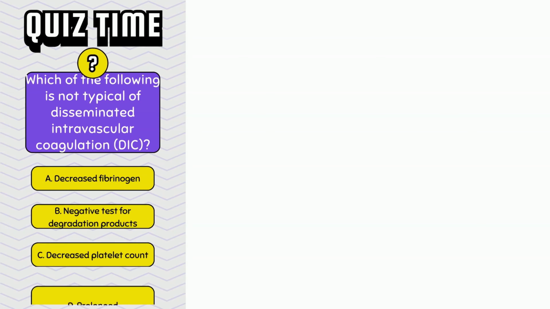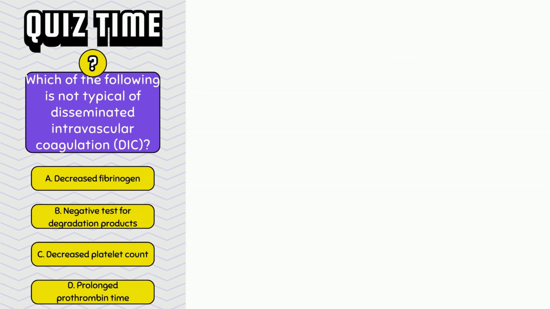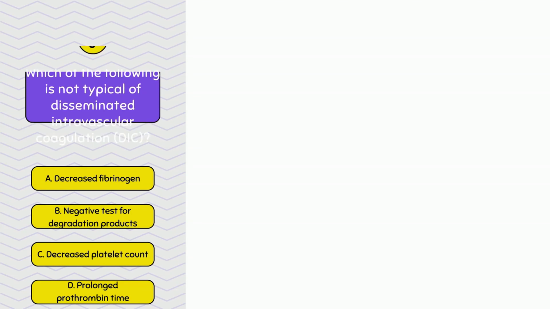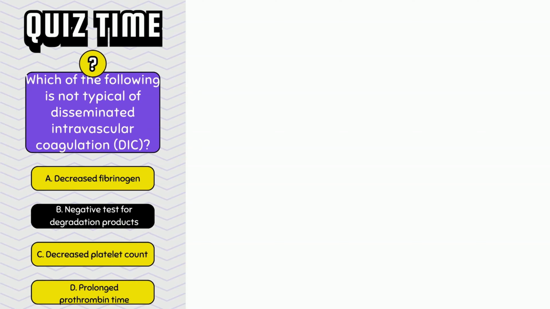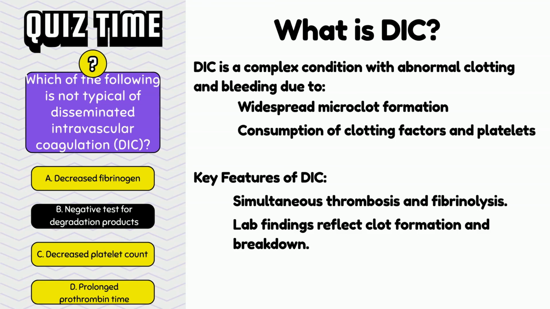Which of the following is not typical of disseminated intravascular coagulation, DIC? The answer is B. Disseminated intravascular coagulation is a complex condition where abnormal clotting occurs throughout the bloodstream, leading to the formation of microclots and the consumption of clotting factors and platelets. This leads to both bleeding and thrombosis.